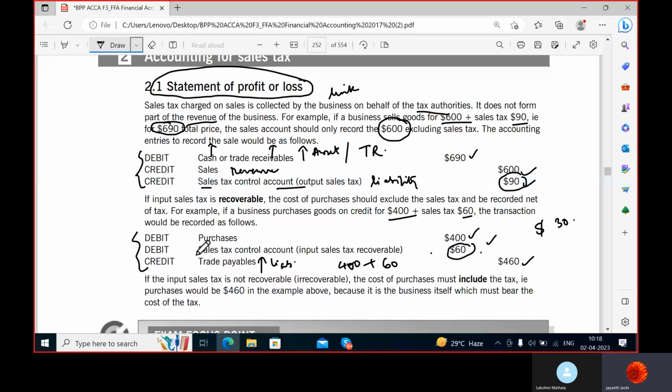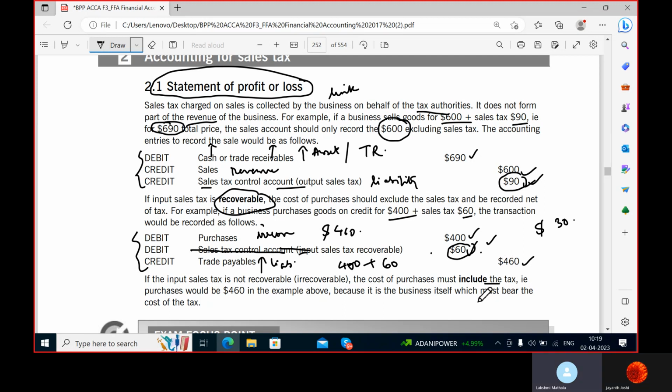Yeah, ma'am. So if input sales tax is not recoverable, now this was the scenario when it is recoverable. That means we paid $60, we received $90, so $30 difference amount we are paying. What if it is not recoverable? In that scenario, the cost of purchase must include the tax. So we will not show the sales tax control account. We'll show the cost of purchase as $460. Why? Because the $60 is irrecoverable. Clear?